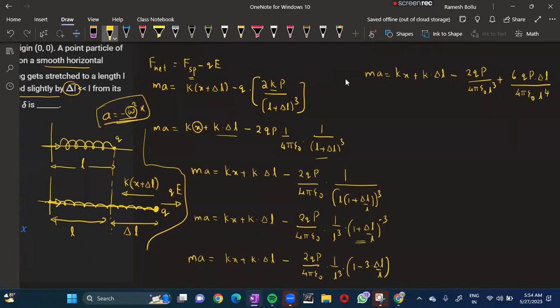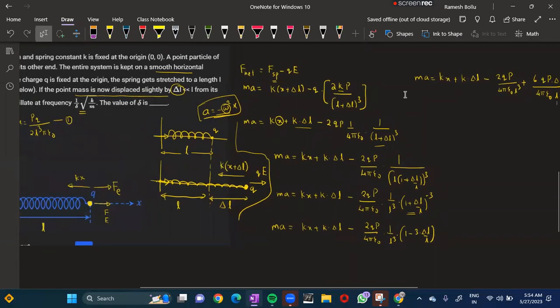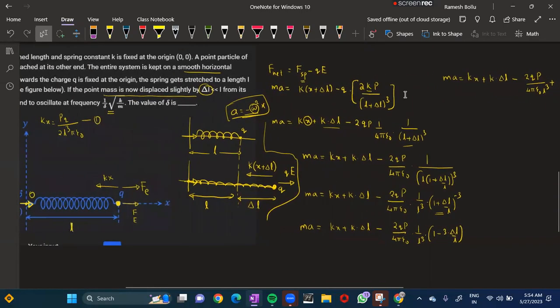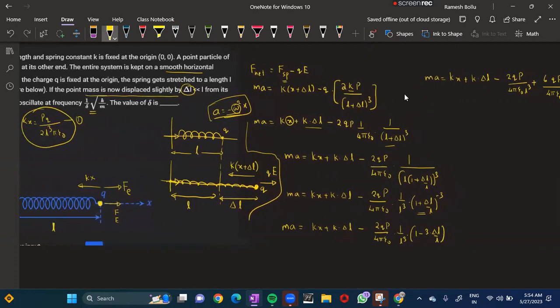I told you my target, I should not continue any. Only I have to continue kx only. Kx means the first equation we found. What is that equation? K into x equal to pq divided by 2l cube into pi epsilon naught. Is the time to use that.